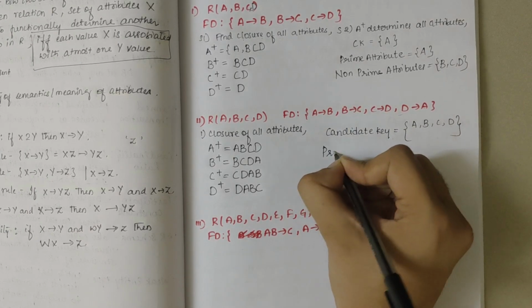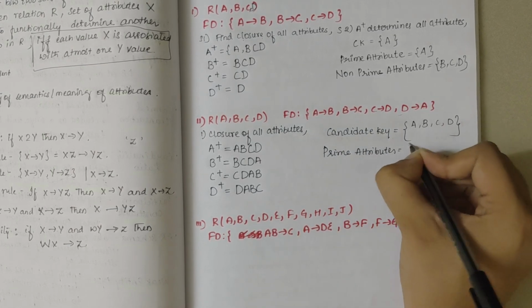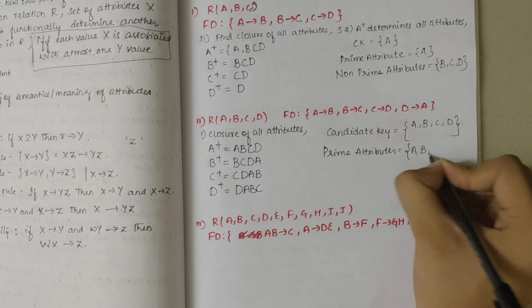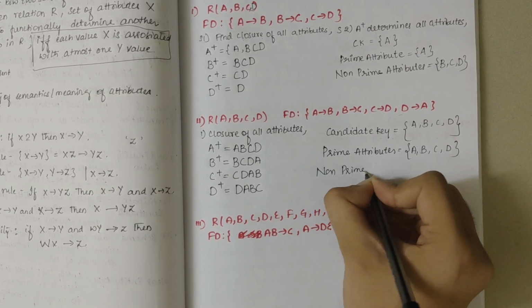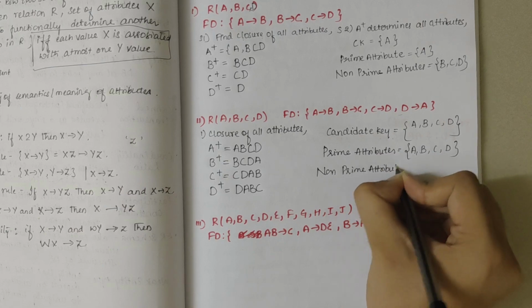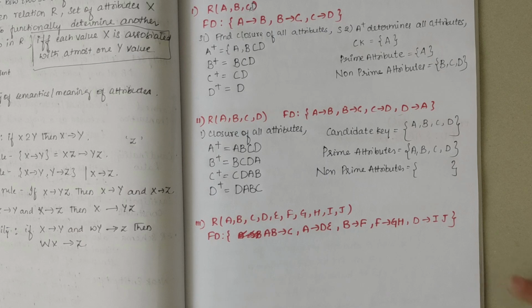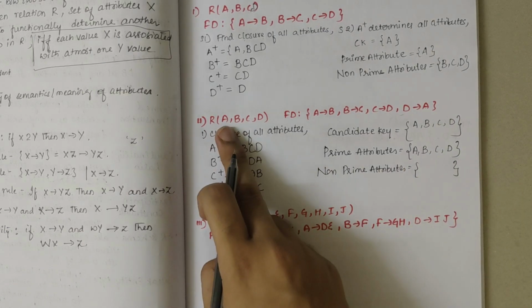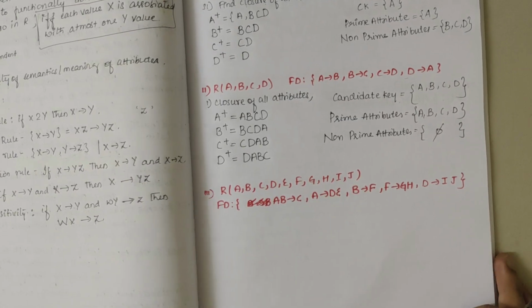So prime attributes are the same. Write it as it is. And non-prime attributes are those attributes excluding the prime attributes. So excluding A, B, C, D, do you have anything in the relation? No. So it's null. So this was about second question.